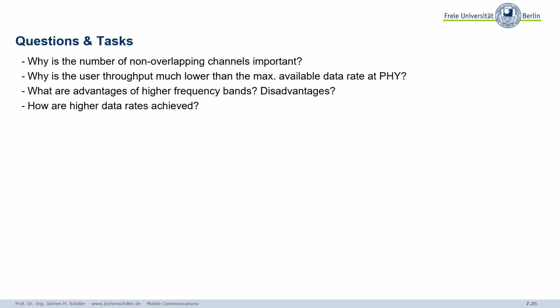Okay, now think back. Non-overlapping channels. Why is the number of these channels quite important? What is this non-overlapping? Then again, there's the user throughput in bit per second, and then the maximum available data rate at the physical layer. So why is the user throughput that much lower? And what contributes to this? Why do we go for higher frequency bands? What are the advantages and what are the disadvantages? And how in the end do we achieve the high data rates? There are several factors contributing to higher data rates.